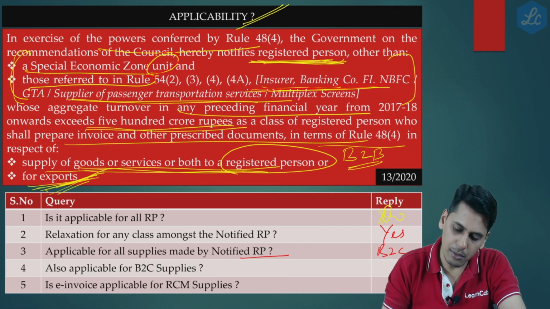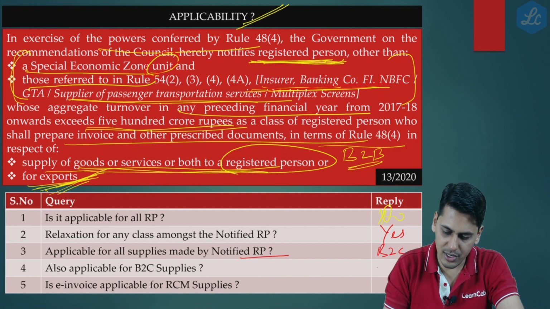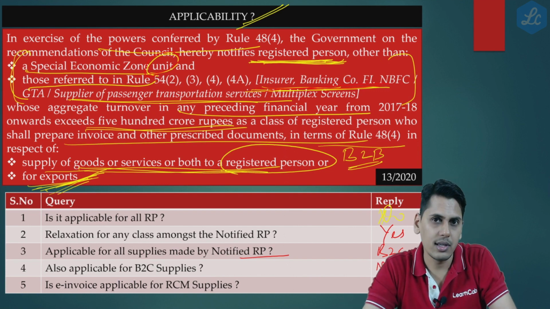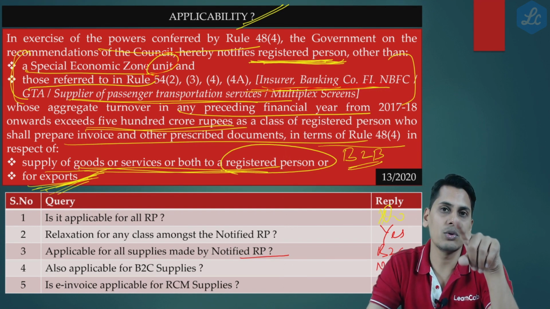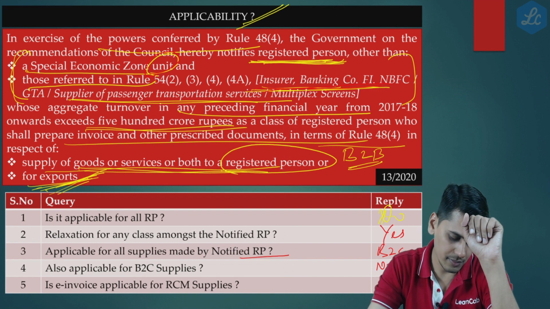Is it also applicable for B2C supplies? Friends, it is generally no. However, the exception is exports. In case of exports, it is a B2C supply. Still, invoice reference number needs to be obtained from the common portal.